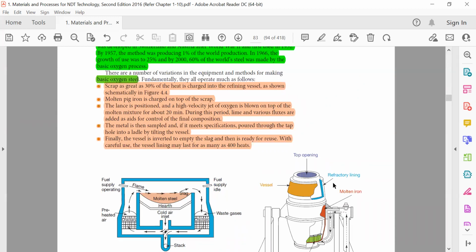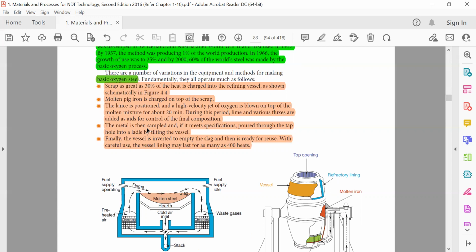Some companies take the pig iron directly from the blast furnace and put it inside this ladle. So some scrap is charged, but the pig iron can also be charged in liquid state. The lance is positioned and a high velocity jet of oxygen is blown on top of the molten mixture for about 20 minutes. What happens then? Lime and various fluxes are added as aids for the control of final composition. So carbon is coming out as carbon monoxide and carbon dioxide.